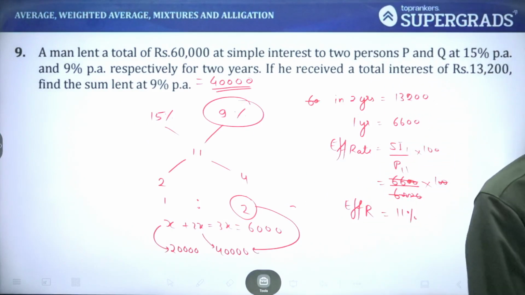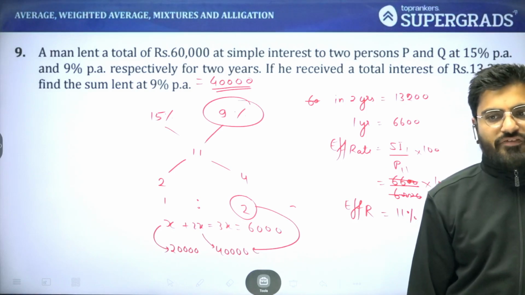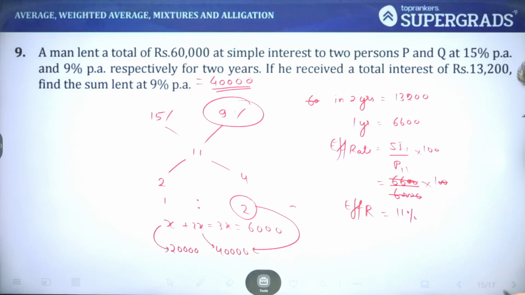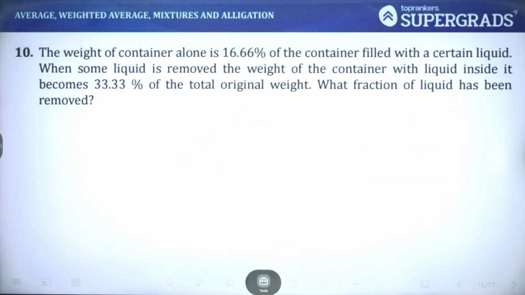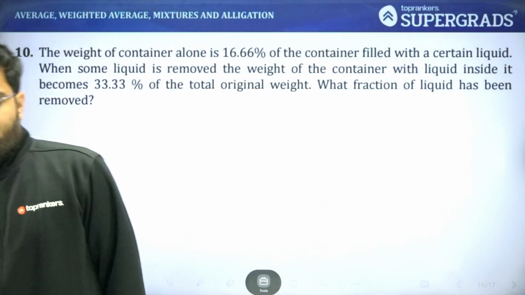Whenever you are comparing two quantities and you know the mean, you can calculate their ratios effectively and very easily. This is another variety which comes in mixture alligation as well as averages.